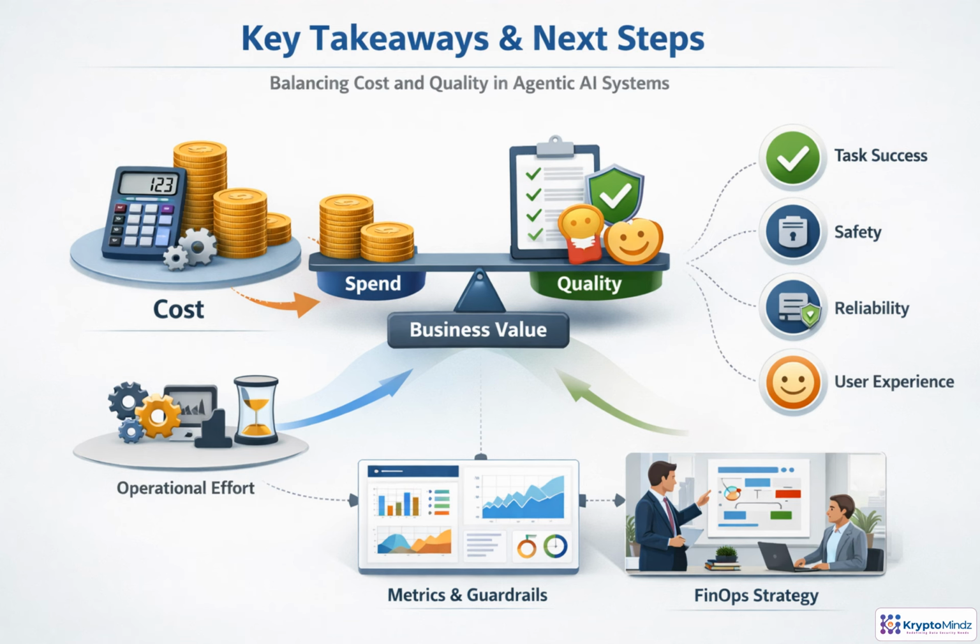The main takeaway is that cost and quality cannot be governed separately. Lower spend only creates value when task success, safety, reliability, and user experience remain strong. Effective FinOps teams connect metrics and guardrails to real outcomes, including retries, escalations, latency, and risk.